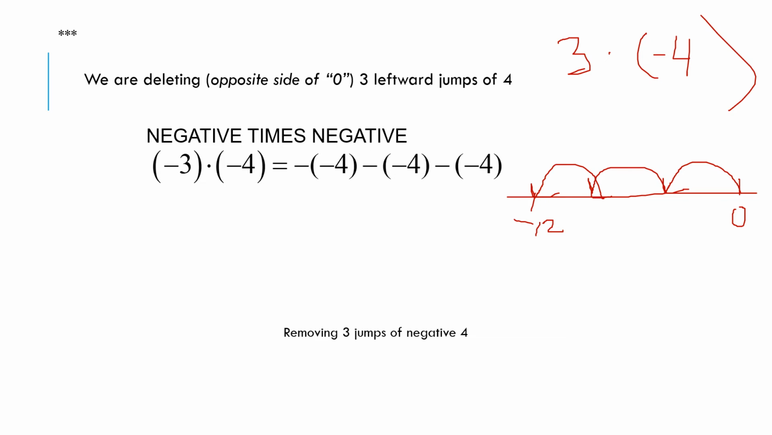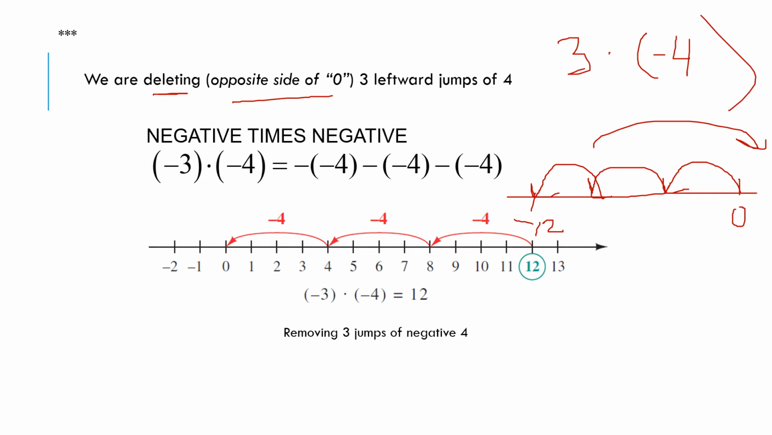Notice we've added a negative sign in front of that first factor. So again, we're going to be deleting, which just means pick this up and move it to the opposite side of 0. We're going to pick these 3 leftward jumps up and move them into positive territory. So now it's going to look like this. We still have those leftward facing arrows because we still are dealing with a negative integer, so the size of our jumps is negative. We still need a leftward facing arrowhead for them.